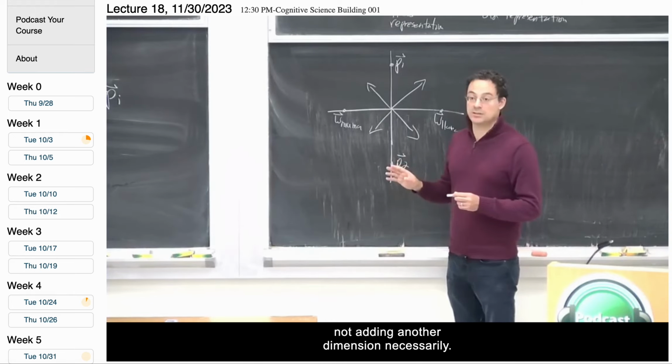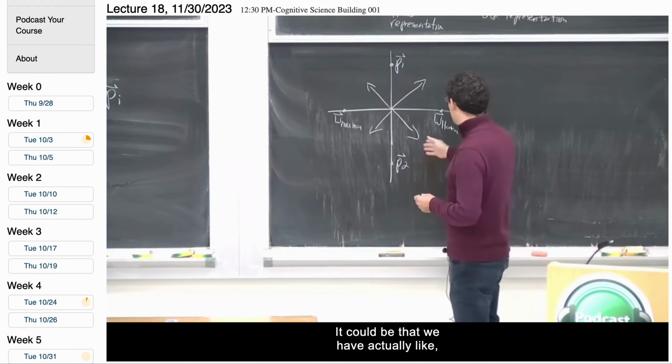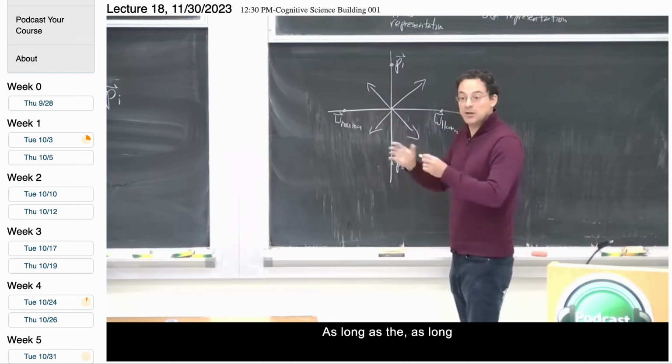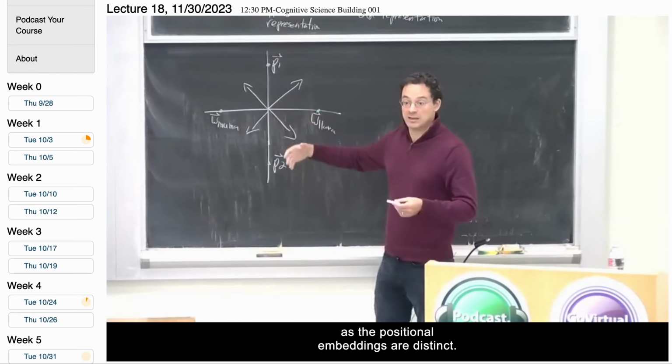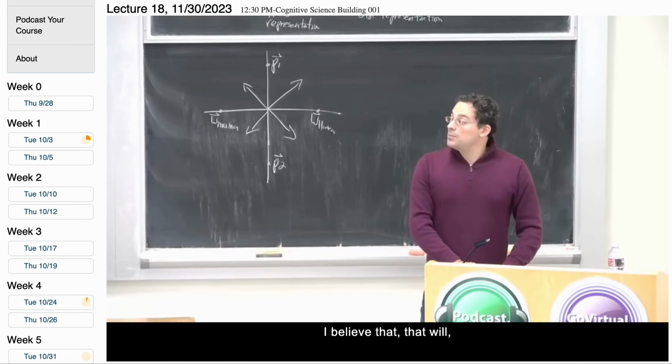We're not adding another dimension necessarily. Here we are. I mean, it didn't have to be necessarily adding another dimension. We could have had 10 words, each sort of evenly spaced, as long as the positional embeddings are distinct. Basically, what we need to make sure is that the mapping is one-to-one.